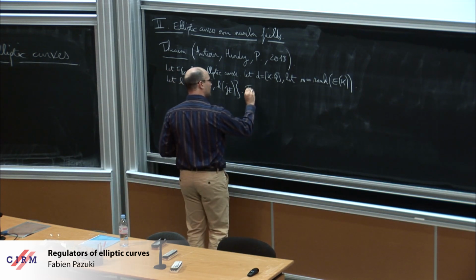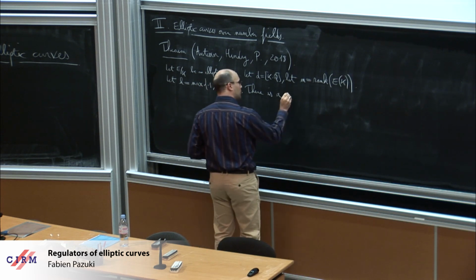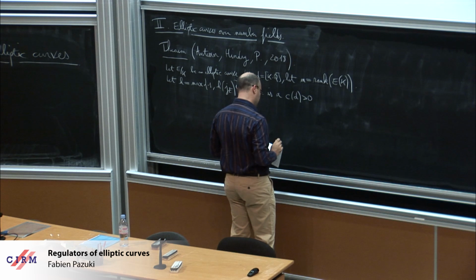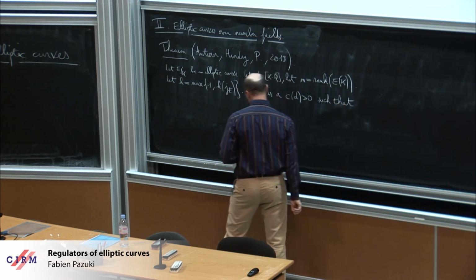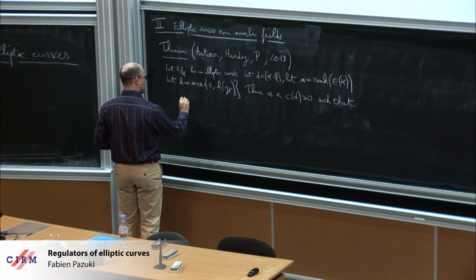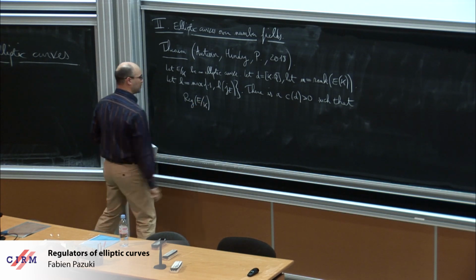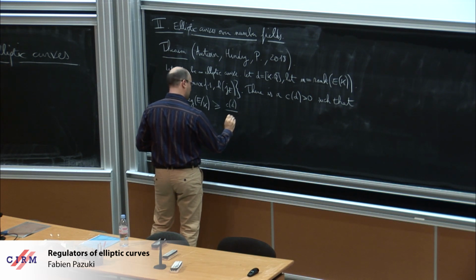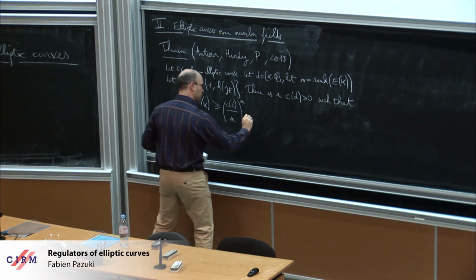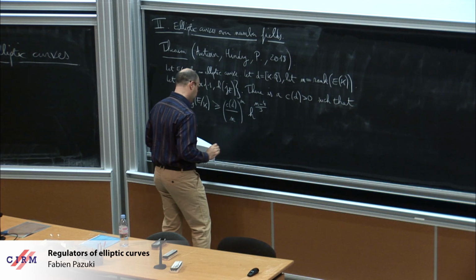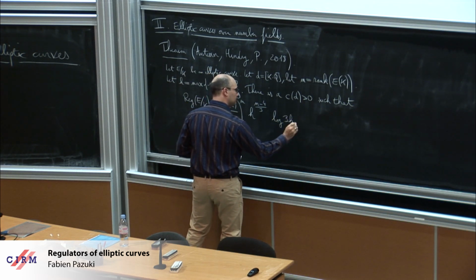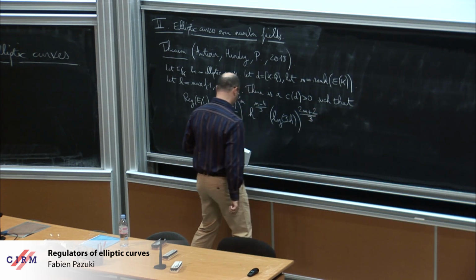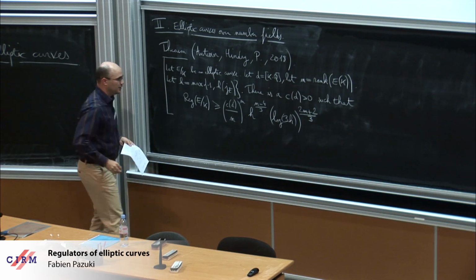All right, so then there is a real number depending on the degree and only on the degree of the base field, a positive number, such that the regulator of the elliptic curve over K is bounded from below by the following expression. And that's the end of the statement.